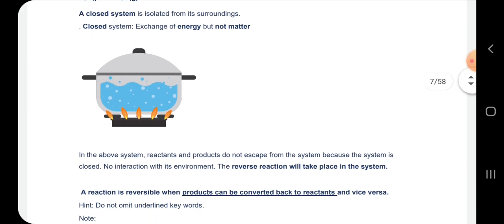And then a closed system is isolated from its surroundings. It is one in which energy can enter or leave, but matter cannot. So it's isolated from its surroundings. It exchanges energy but not matter. So matter is not exchanged in a closed system, but it is exchanged in an open system. Okay, what is matter? Any substance that has mass and can take up space is matter.